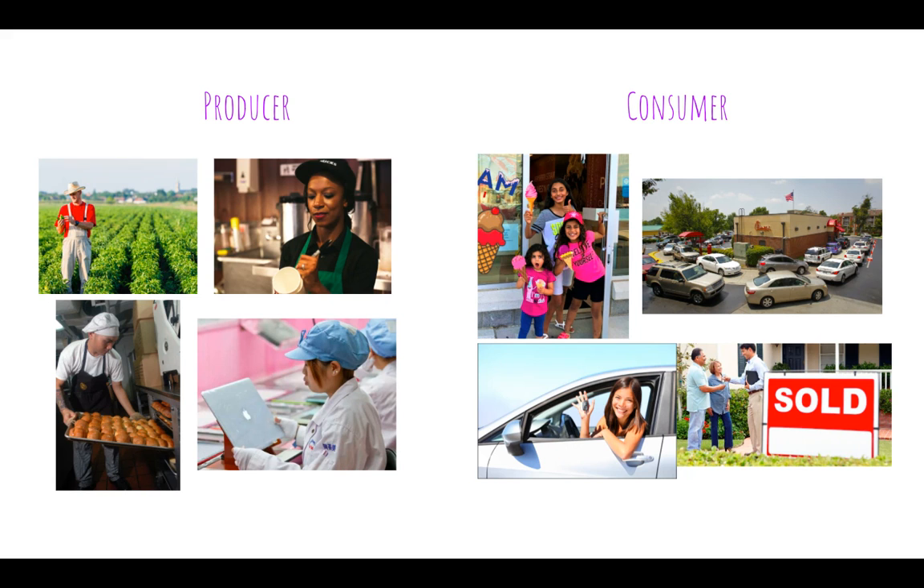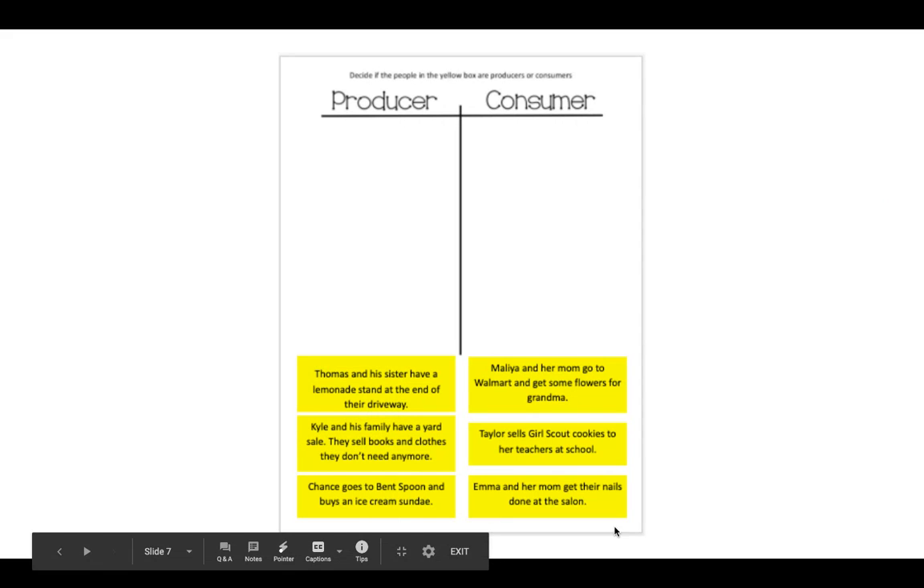Now, if you go over to the consumer side, these are the people that buy all of the goods. They pay for what the producer is offering. So you see the family of girls getting their ice cream, the families in line to buy Chick-fil-A, the young lady at the bottom who just bought a car, and the couple in the corner who just bought a house. Those are all consumers.